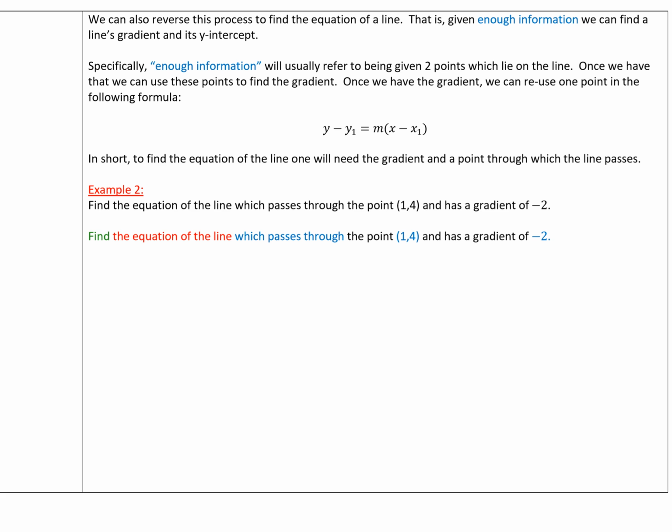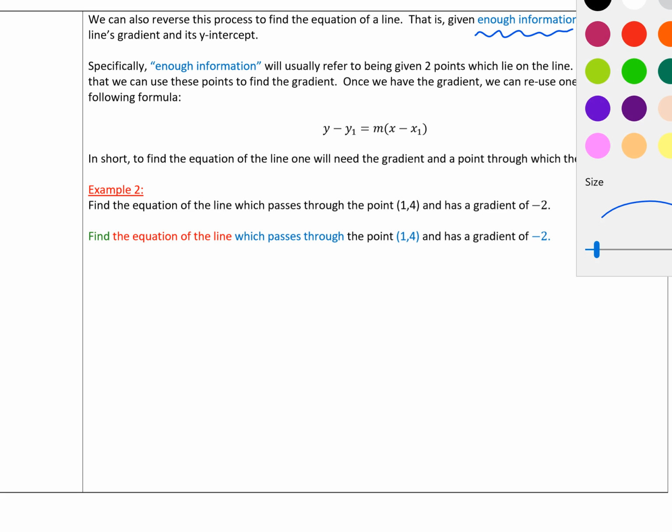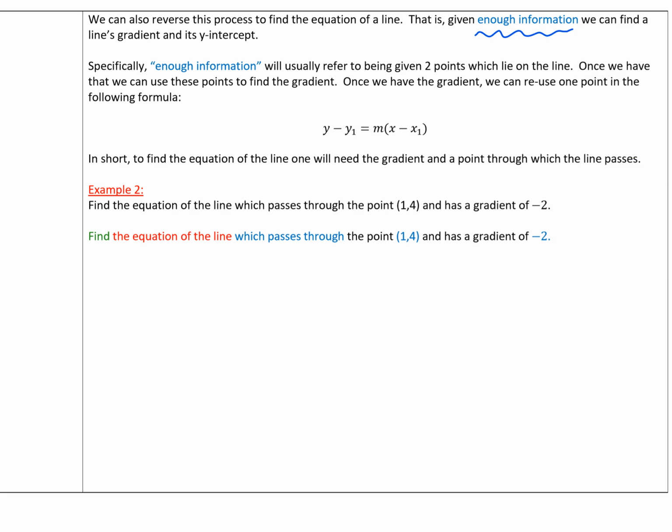But we might have to think of, well, what is this idea of enough information? So if we say that we had enough information, we'd be able to find the equation of a line. Well, enough information is 2 points, because 2 points allows us to find the gradient using m equals y2 minus y1 over x2 minus x1. And we could sub in the extra point to figure out the rest of the graph.